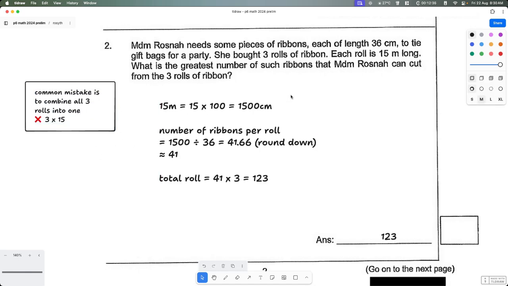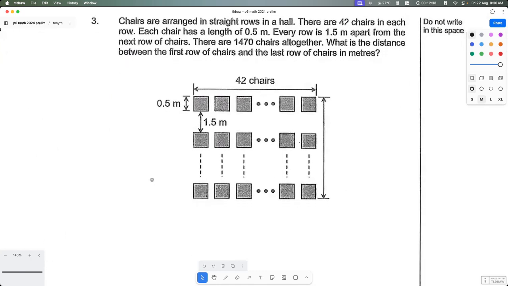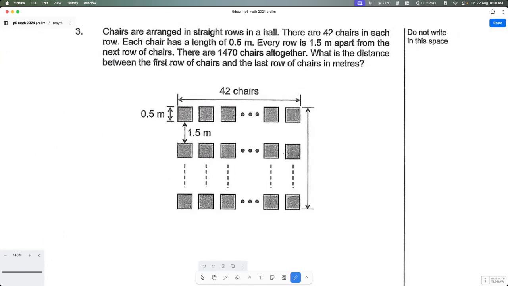Right, question number 3. Chairs are arranged in straight rows in a hall. There are 42 chairs in each row. Each chair has a length of 0.5 meters. Each row is 1.5 meters apart from the next row of chairs. There are 1,470 chairs altogether. What is the distance between the first row of chairs and the last row of chairs? So we want to know this length over here.